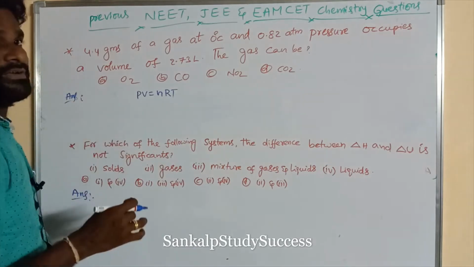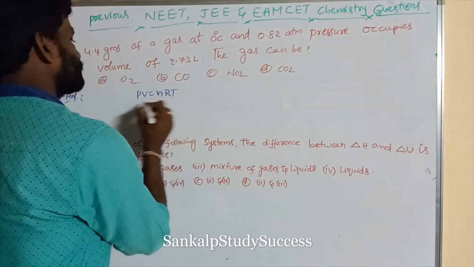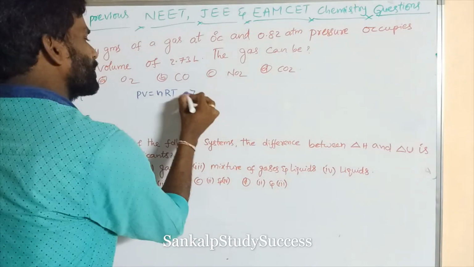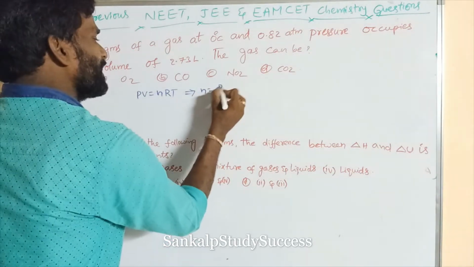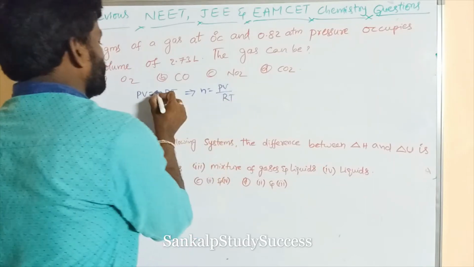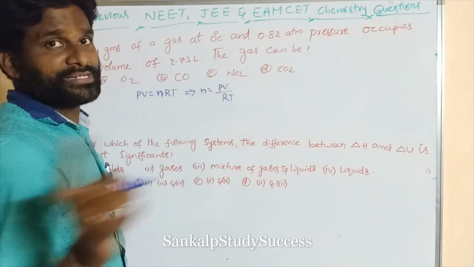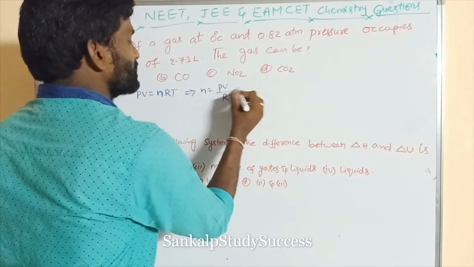Here weight is also given, so we can find the gram molecular weight. So n is equal to PV by RT. Here n is the number of moles, P is the pressure, V is the volume, R is the universal gas constant, T is the temperature.